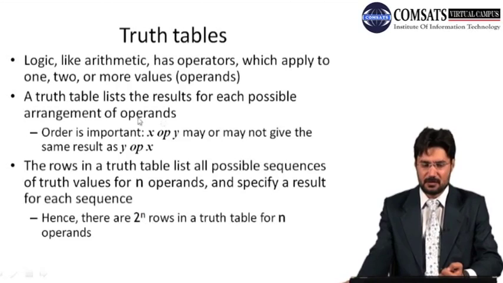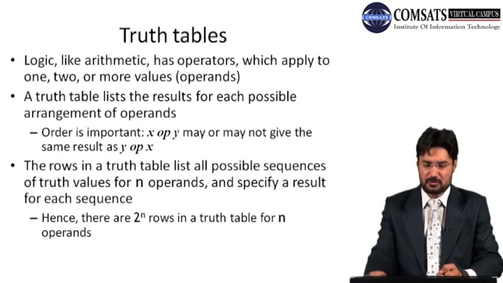So here it's mentioned that the order in this situation matters, because it's not necessary that X operand Y will give you the same result as Y operand X. So this is very important, which one you are putting first and which one is second, because it can alter the result. The rows in a truth table list all possible sequences of truth values for n operands. So if we have n operands, then the rows are giving the possible sequences, if it is true false, or false true, or false false, or true true. So it will give you this sequence of possibilities.